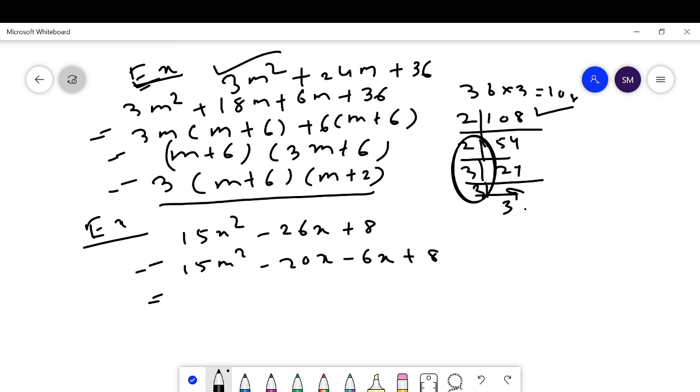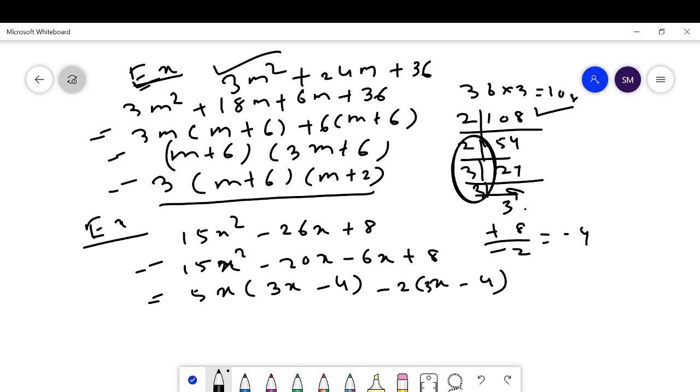15 8s are 120. Then from these two terms taking 5x common, here only 3x remains and here minus 4. From these two terms taking common minus 2, here 3x remains, and here minus 4, because when plus 8 is divided by minus 2, we get minus 4.